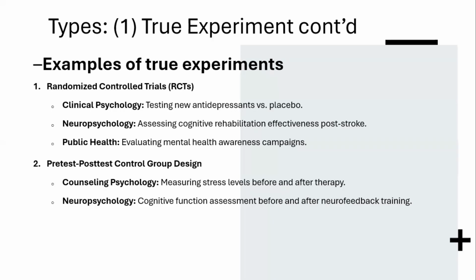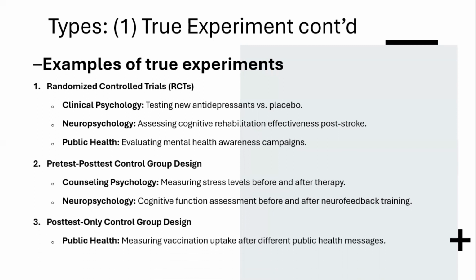Good. So a neuropsychologist can look at cognitive functioning assessments before and after a neurofeedback training intervention. Or a counseling psychologist may look at stress levels before and after a therapy. All of these are examples of true experiments. And then we also have a third one, which is called the post-test only control design.